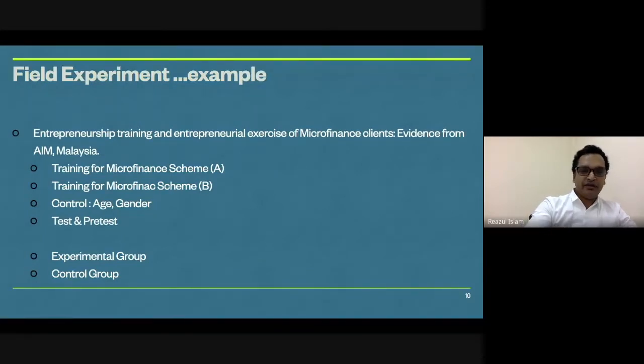So in that case, we can use this technique of quantitative research. Let's say a Microfinance Institute offers training for microfinance scheme A and training for microfinance scheme B. It can control age and gender, and there should be two groups, a measurement group and a control group. Then it can do a pre-test. In the end, the feasibility of training and its effect on entrepreneurial practices can be identified. So this is how field experiment can be applied in poverty research.